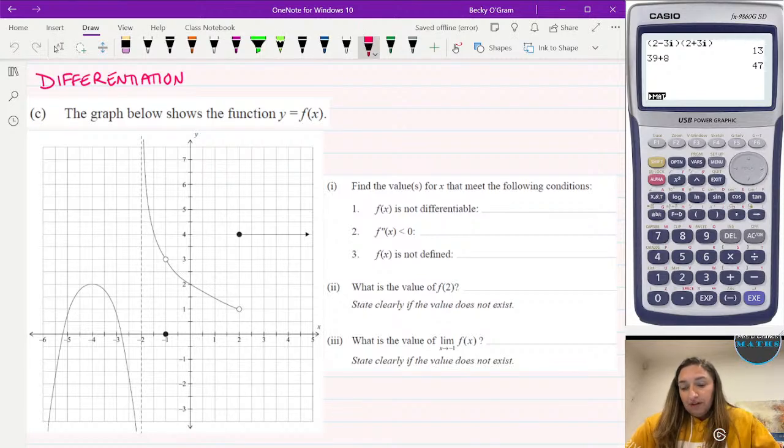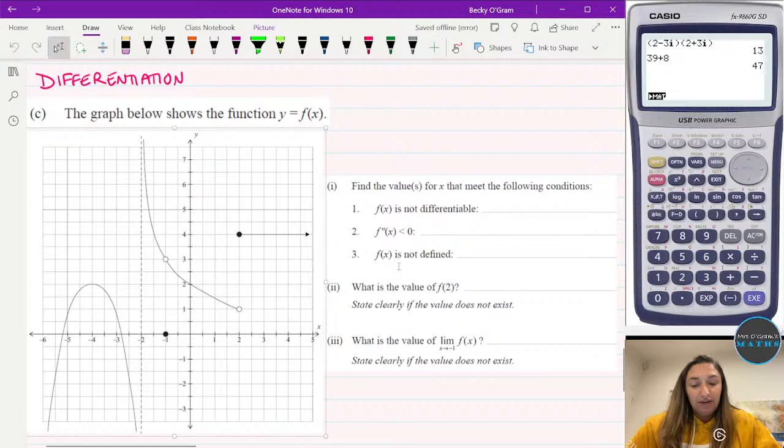We've got a graph that shows a function y equals f of x. And with that, we've been given some information, and we are asked to read off the graph and figure out the answers to these questions. So we want to find the values of x, or that means the points on the graph, and label them by their x values, where f of x is going to fit these situations down here.